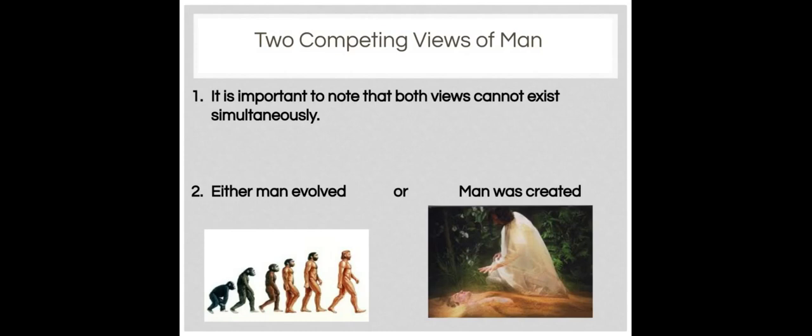And it's really important to note right from the beginning that both of these views cannot exist simultaneously. The scientific worldview says that man evolved. He started as an ape and he became a man. The biblical creation story says that man was created from the dust by God, not created as an ape and evolved, but man was created as man is today. So both of these views are extreme polar opposites of each other. One says that man was created and one says that man evolved from a lower being. Okay, we're going to look at both of these views.